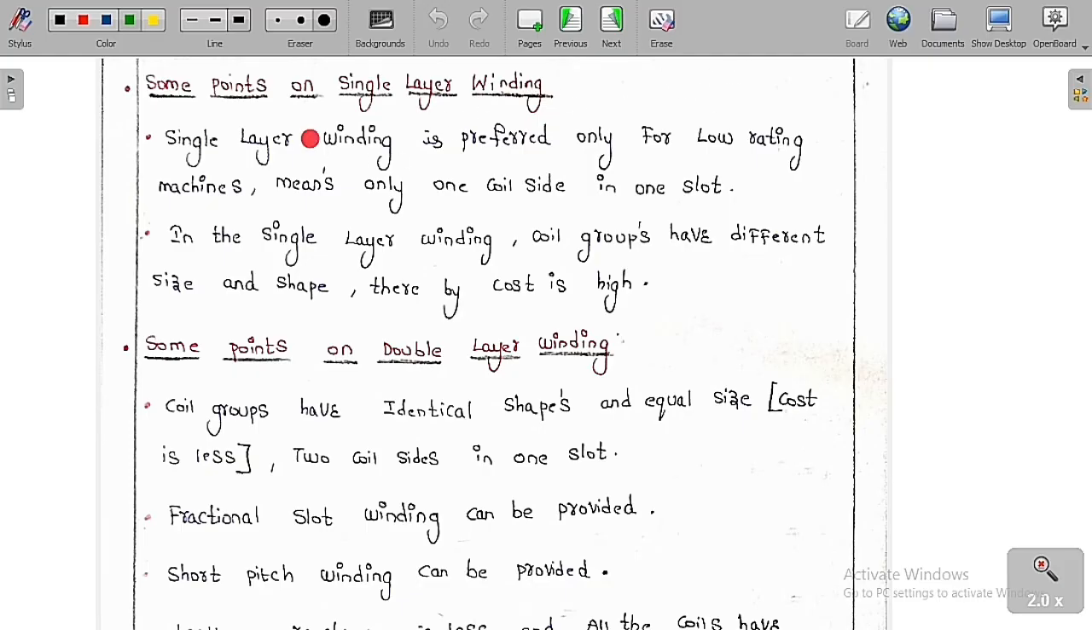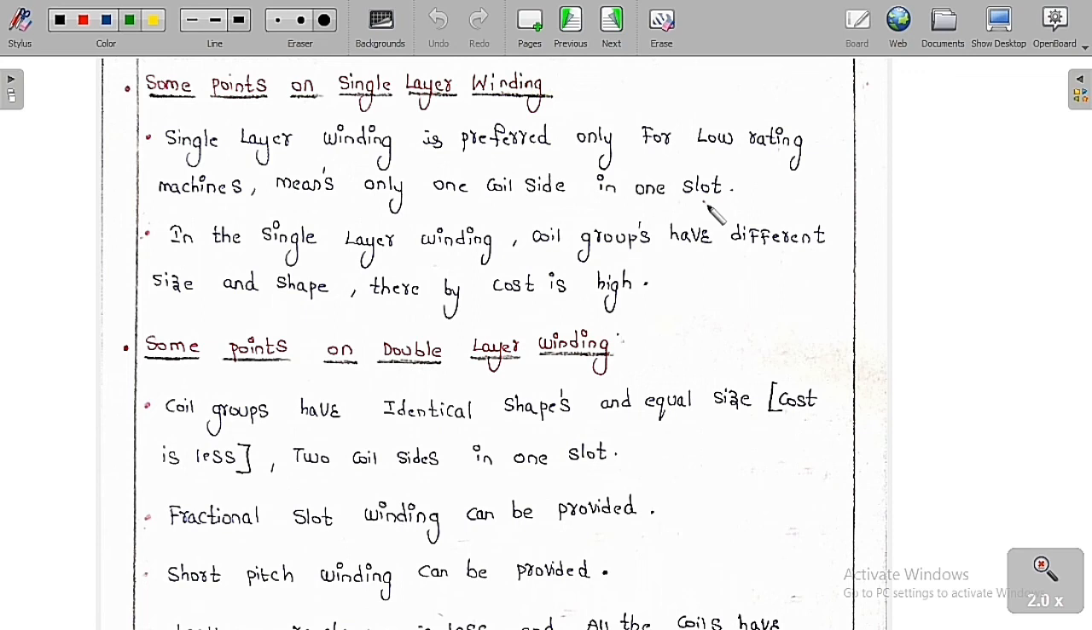So now we'll discuss some more important points on the single layer winding. I already told you, single layer winding is preferred only for low rating machines, meaning only one coil side in one slot. If you keep one conductor in one slot, it is said to be single layer winding, or simply, one coil side in one slot is said to be a single layer winding.